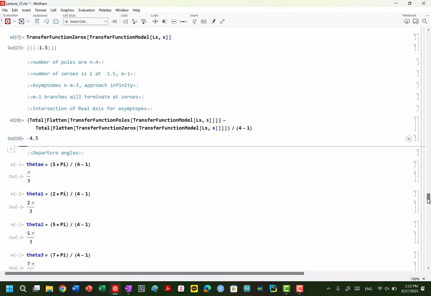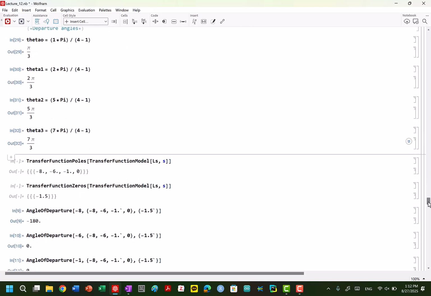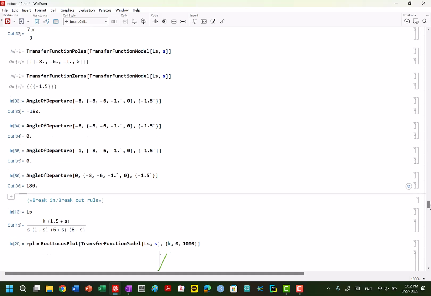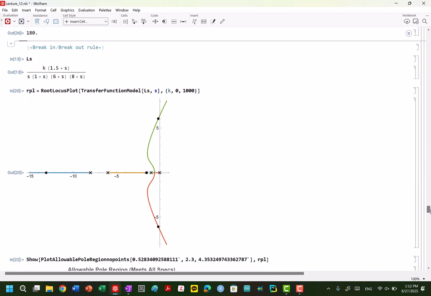We can calculate those departure angles as such, just using our equations we've developed before. We can also look at those angles of departure for minus 8. You can see 0, 0, and here. We can also probably do some break-in, breakout rules, but we'll actually look at that here. So let's see what we've got here.